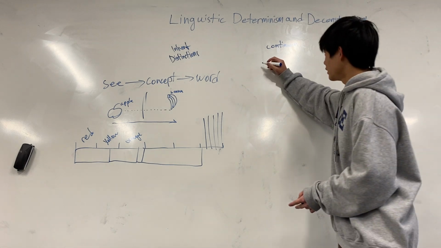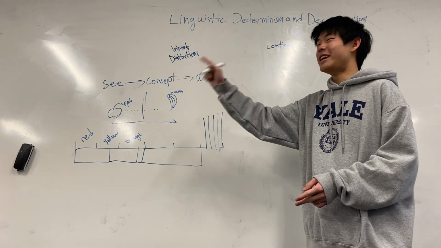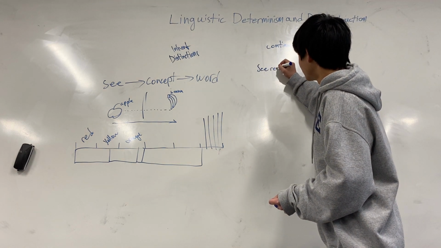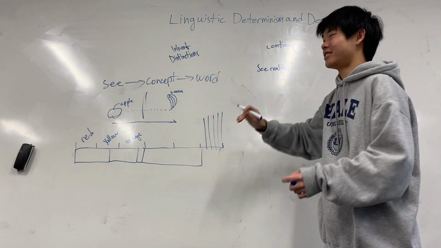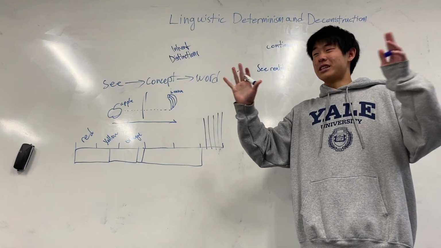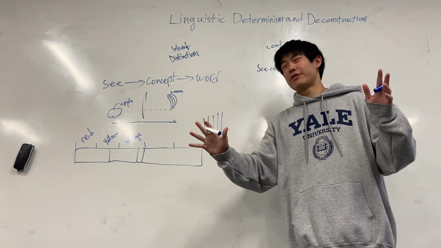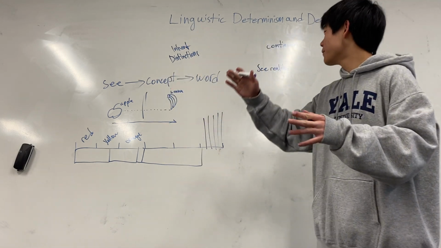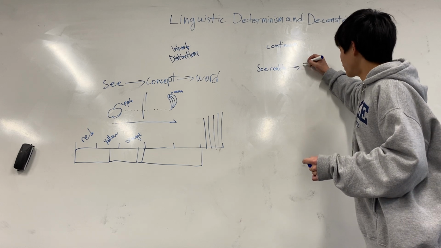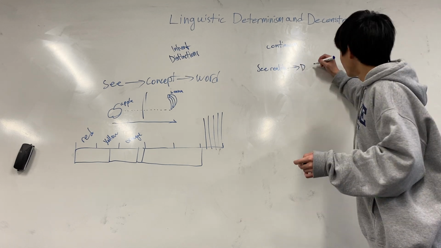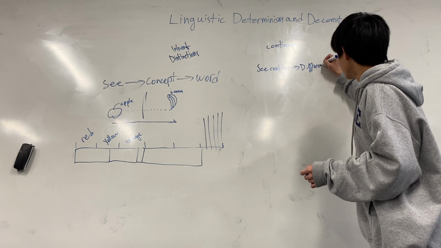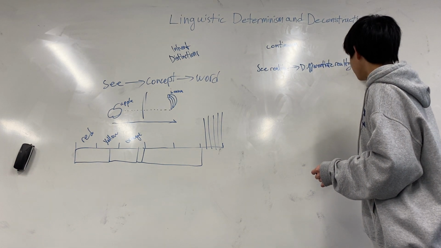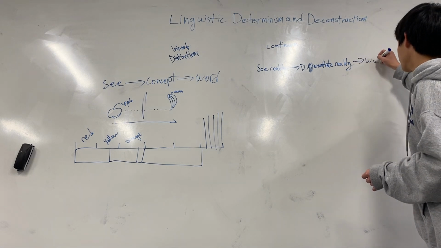So instead of just seeing a concept and then naming it, what we actually do is we see reality as just everything. And if we see reality as everything, it's too much. We have to differentiate it. We have to make sense of reality somehow. So we differentiate reality by giving things names. And then that's how we get words.